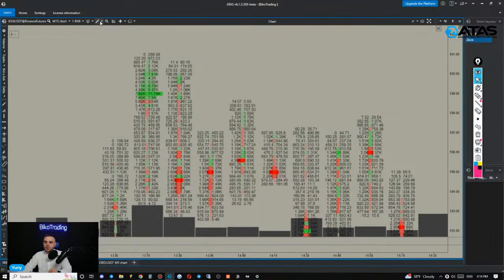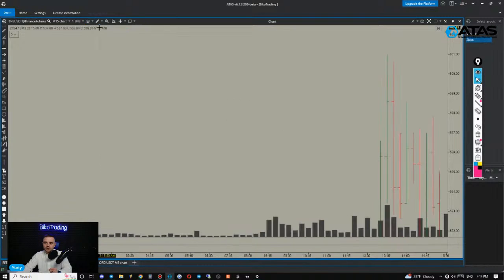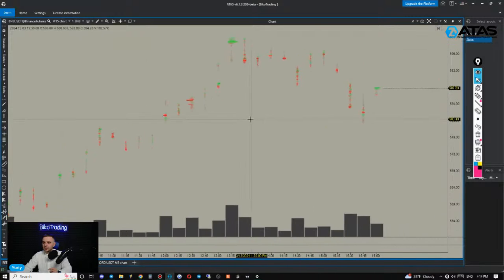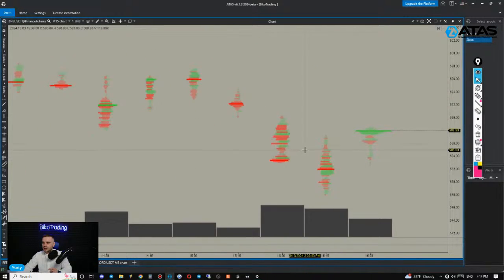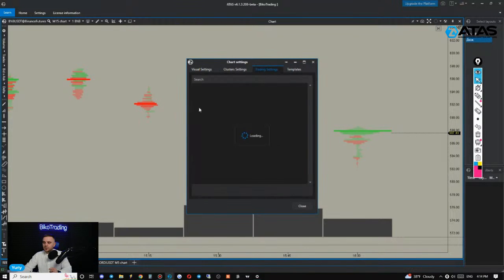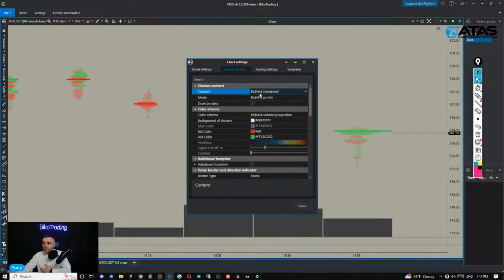Super simple. You go here in ATAS. You have the type of chart. You just, for example, from bars or candles, go to clusters, and voila, you have your clusters. You have the cluster chart, and after that you go here to settings, to cluster settings. Here you write what exactly data you would like to see. For example, delta. Let's cover what delta and delta profile are.